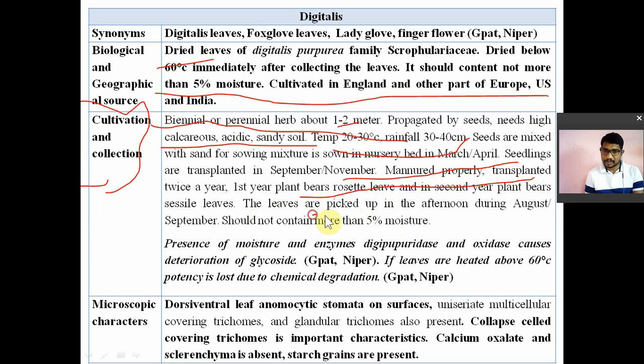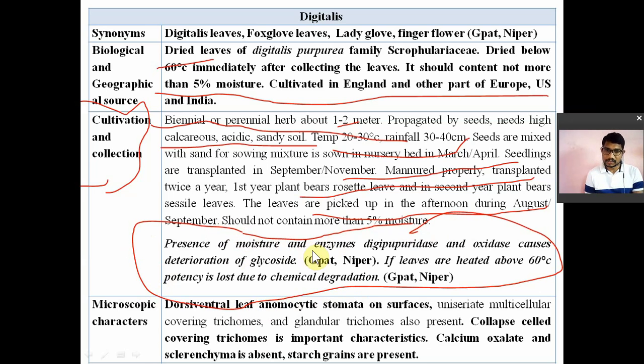The leaves are collected or picked in the afternoon in August or September, and they should contain not more than 5% moisture. This line is important, remember it. Presence of moisture and the enzymes digipurpuridase and oxidase causes deterioration of glycosides. If leaves are heated above 60 degrees Celsius, the potency is lost due to chemical degradation.